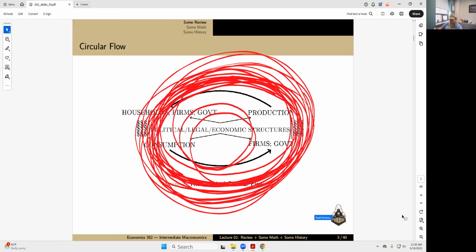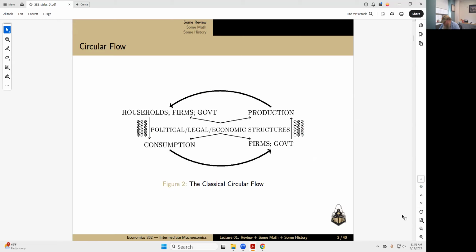So I think this is a simple way to think about economic systems, and I also think it tends to be useful as a jumping off point. And so we might refer to the circular flow within the set of what we refer to as classical economics.